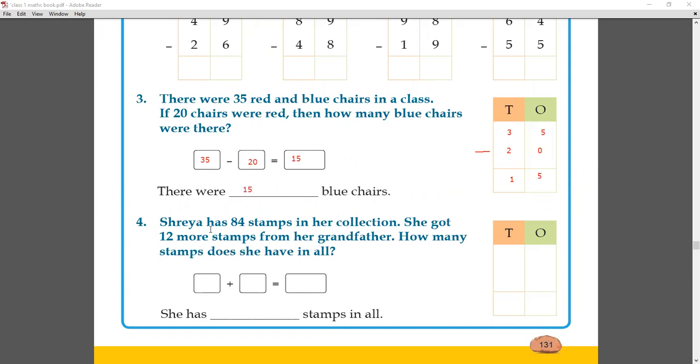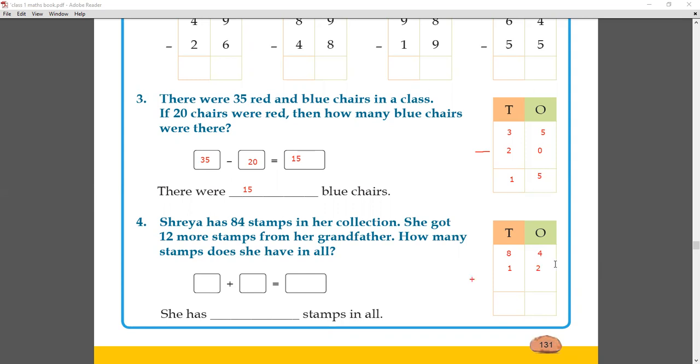Now next is Shreya has 84 stamps in her collection. She got 12 more stamps from her grandfather. How many stamps does she have in all? In all, it means what do we do? Plus. We will add here. Okay. So we write 8 and 4. Okay, and 1 and 2. Then we add.